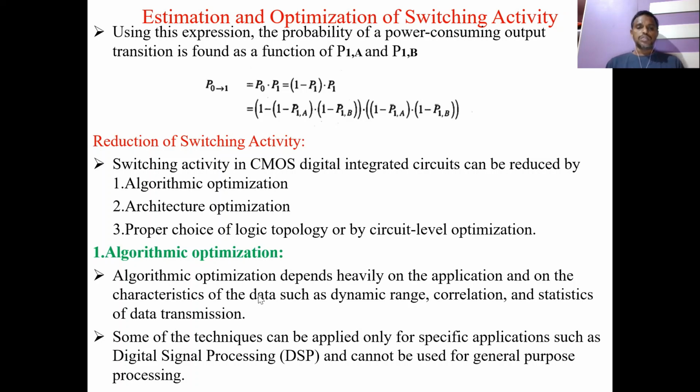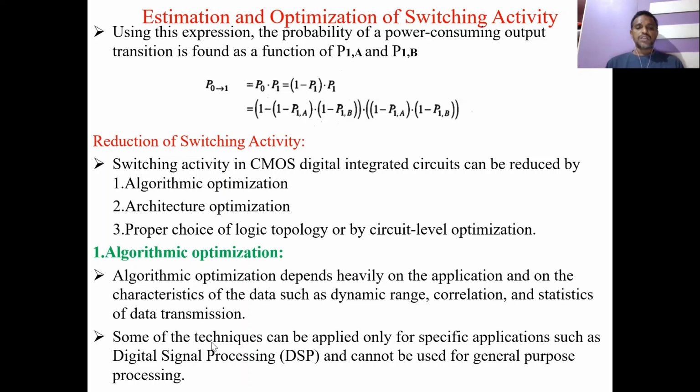Algorithmic optimization, as the name itself suggests, means that for a given task, we have to select which algorithm to use to process it. Only then can we optimize the switching activity. So that is algorithmic optimization.